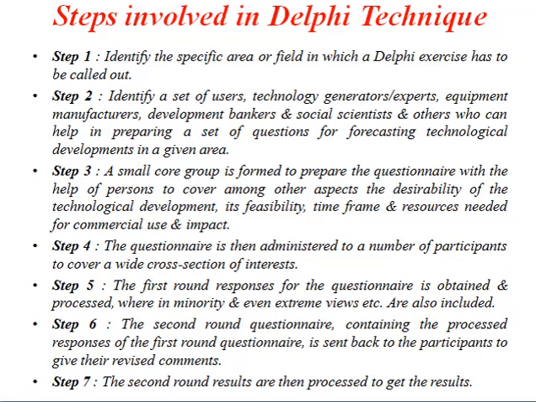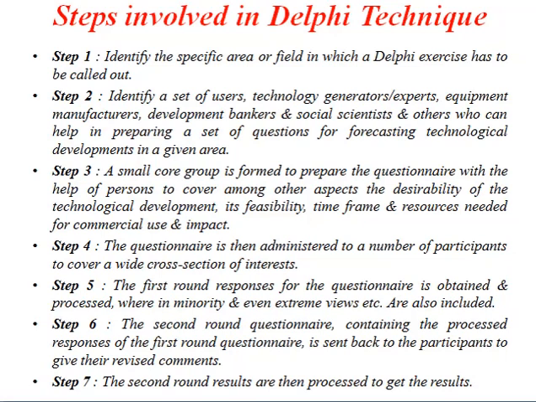Second, you need to identify a set of users, technology generators or experts, equipment manufacturers, development bankers, social scientists, and others who can help in preparing a set of questions for forecasting technological developments in a given area. Initially we have specified the area. Now you need to identify the set of users who are going to use this particular exercise, depending upon their requirement, which will help in preparing a set of questions for forecasting technological developments in certain areas. So it is specified already.